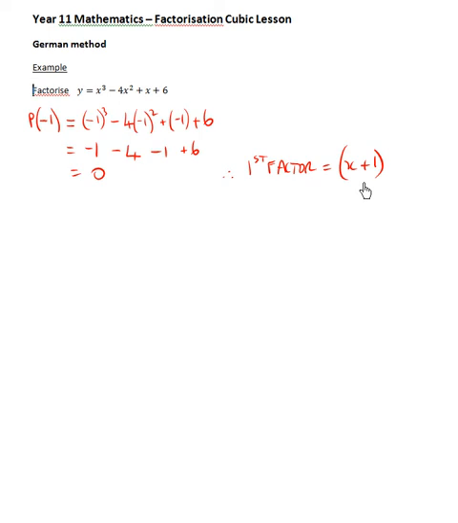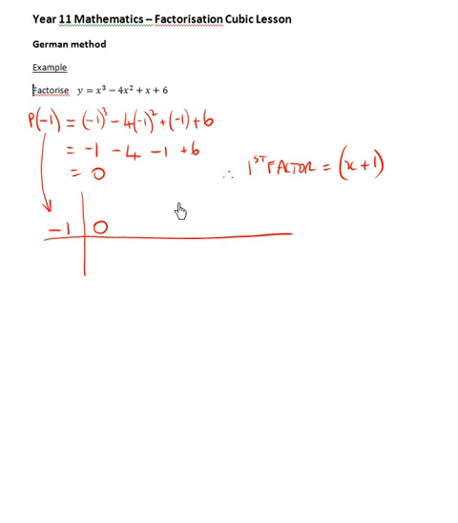Now where it differs is that the German method requires you to set it out in a strange way, but it's quick and efficient. Essentially, that's the setup. You always do a cross like that, and you put a 0 in that corner. Now, the first zero that you found, the negative 1, goes here. So that negative 1 goes into that spot.